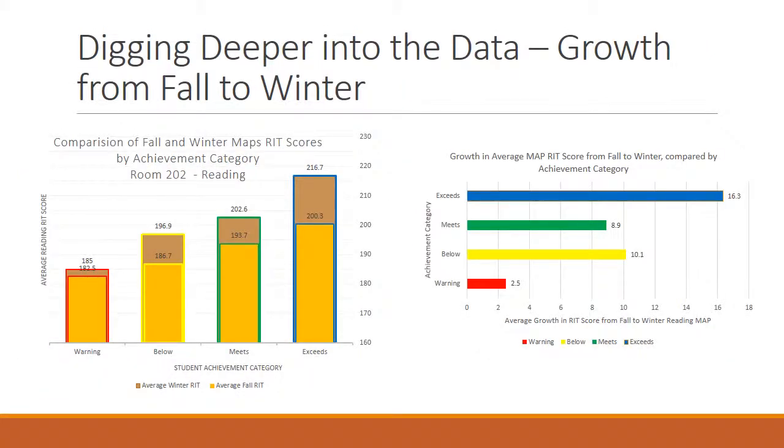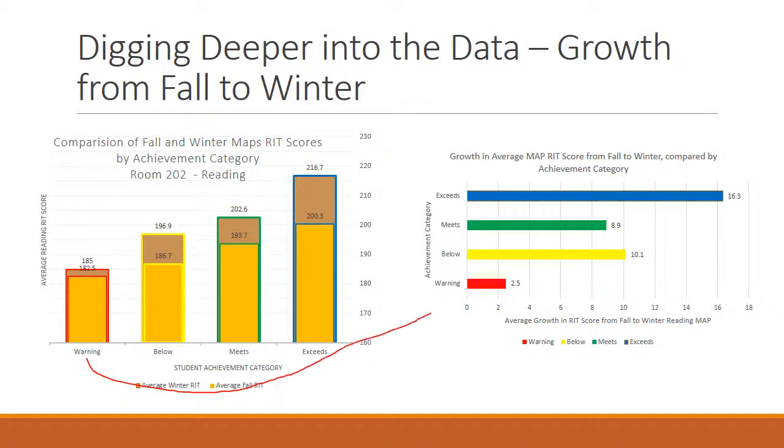With students subdivided into these 4 achievement category groups, the data was further analyzed to look at growth over time. The chart on the left shows the average fall MAP RIT scores for each student achievement category and compares that to the winter MAP RIT scores. And then average growth for each group was calculated. You can see that each group did have growth.